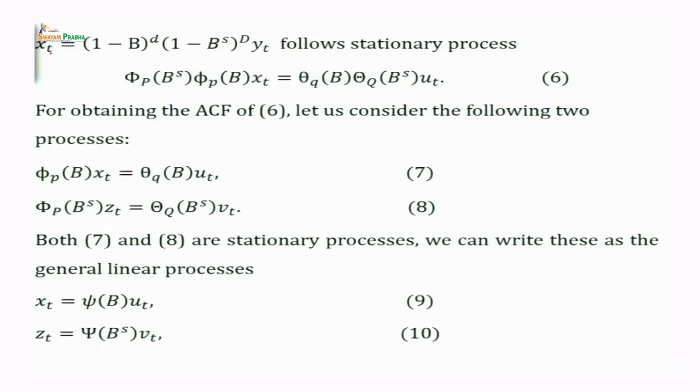Then X_t equal to (1 minus B)^d (1 minus B^s)^D Y_t follows a stationary process. So, phi_p(B) capital Phi_P(B^s) X_t equal to theta_q(B) capital Theta_Q(B^s) u_t. This is the process for X_t.